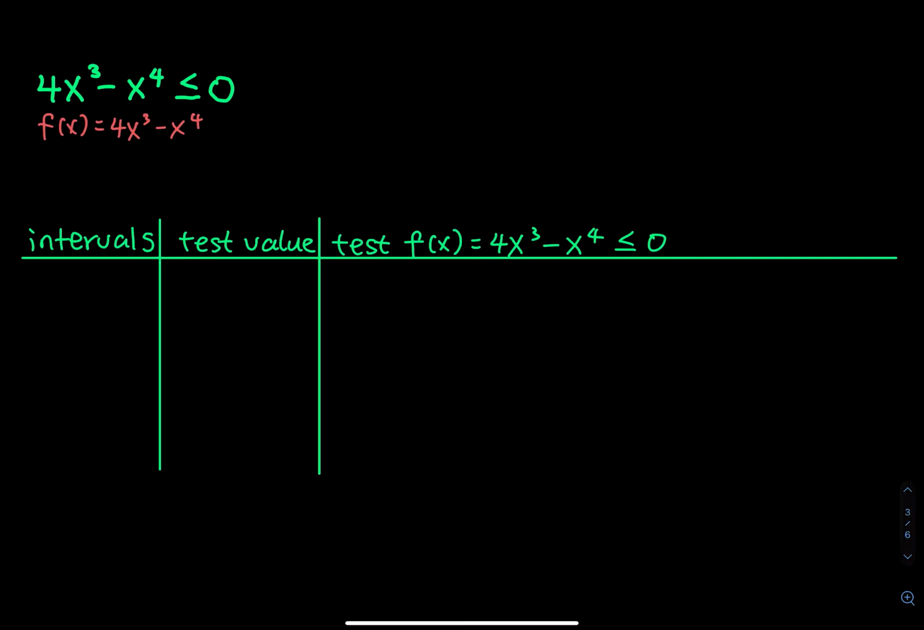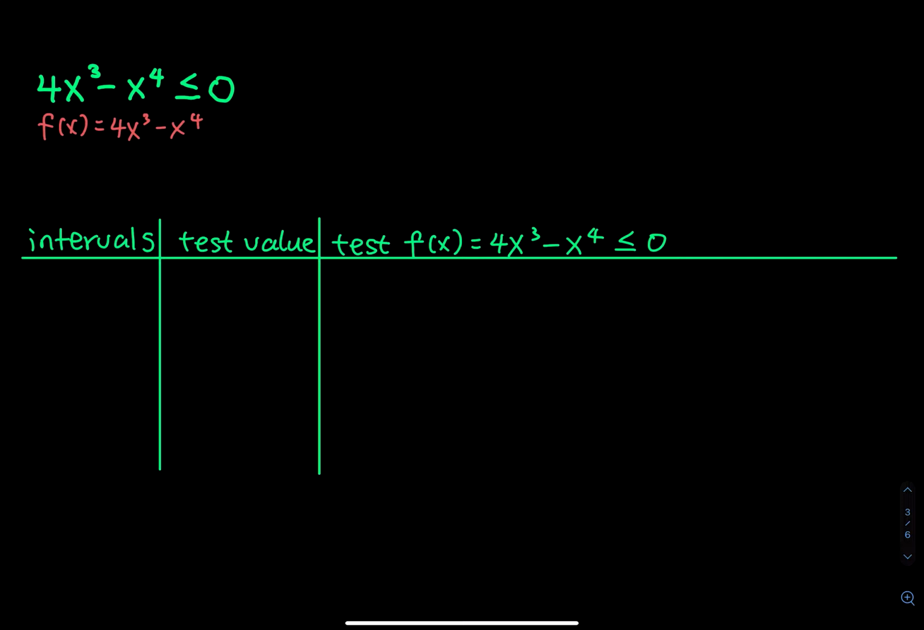Solving a nonlinear inequality, this time we have a fourth degree: 4x to the third minus x to the fourth less than or equal to 0. So the first step that I would like to do is factor out x to the third. Before we do so, since we already have all the terms on the left hand side, I am going to call my function f of x equals 4x to the third minus x to the fourth.